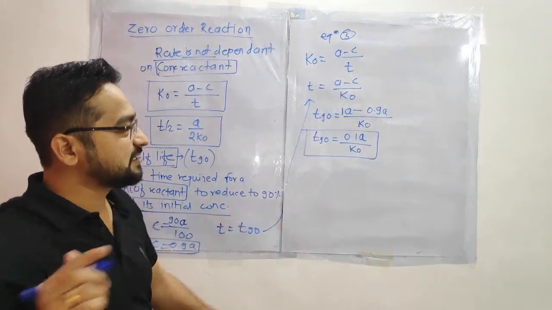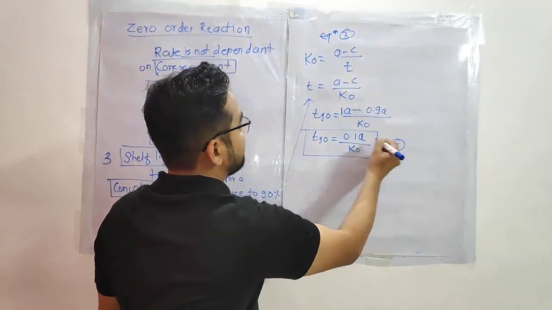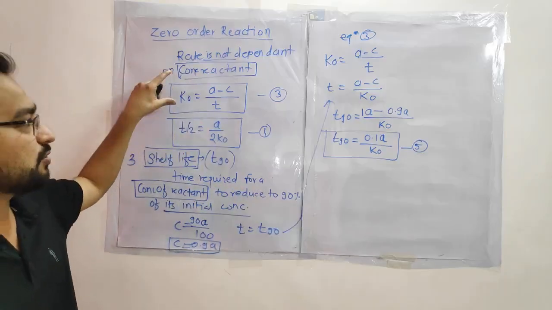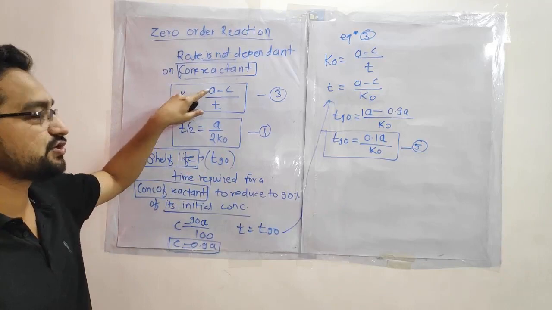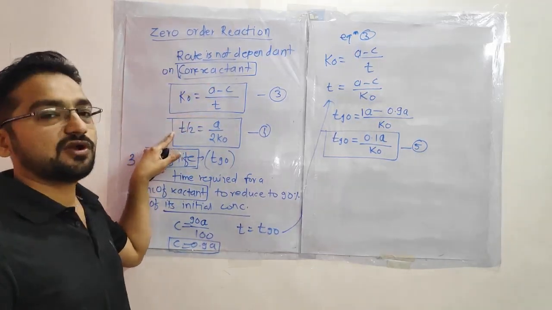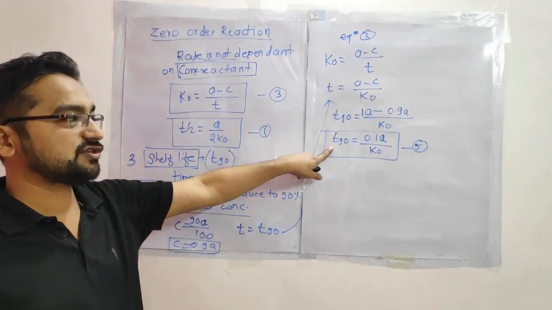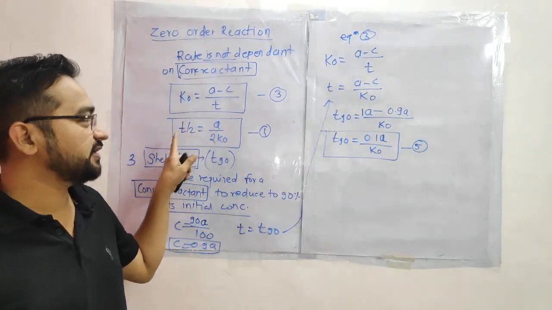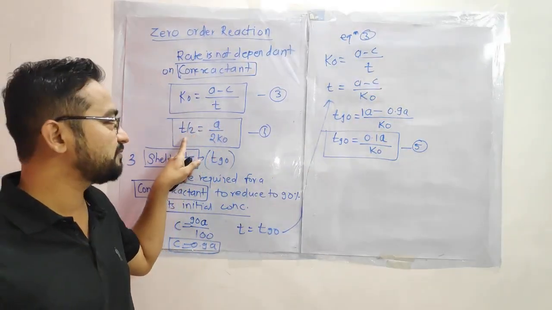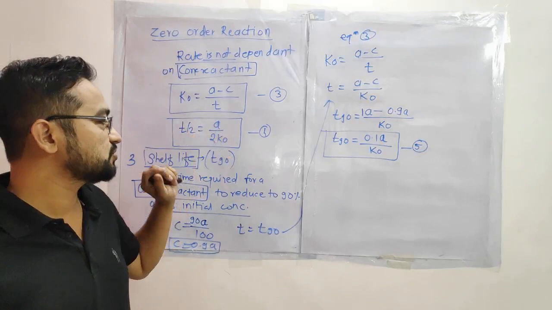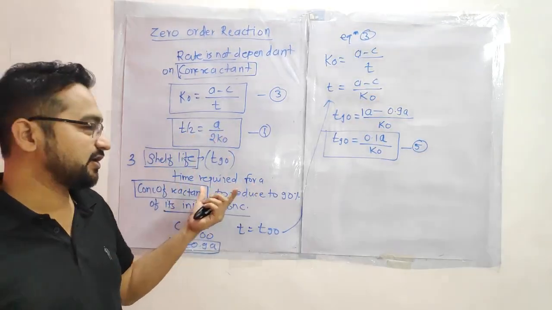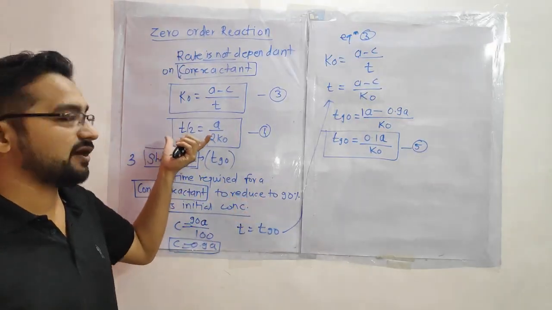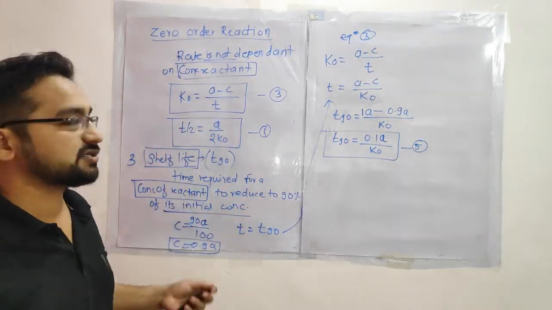So this is the next equation. Let us note that this is your fifth equation, this was your fourth, this was your third equation. From that we have derived k0 is equal to A minus C divided by T, for half-life A upon 2 k0, and for shelf life 0.9 A divided by k0, where A is your initial concentration. Half-life is directly proportional to the initial concentration of reactant. Shelf life is the time required for the concentration of reactant to reduce to 90% of its initial concentration. In half-life the concentration is reducing to 50% of its initial concentration.